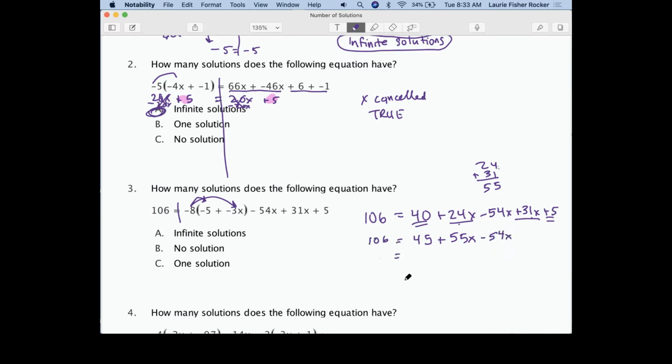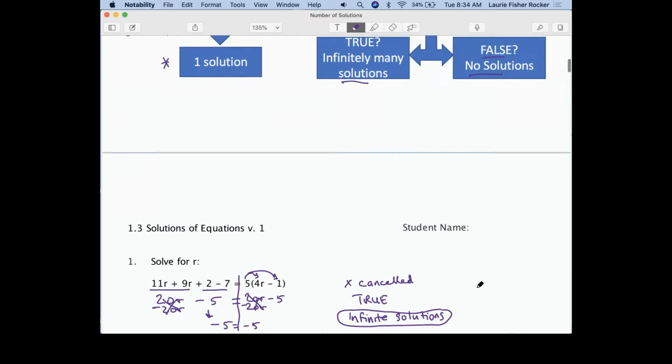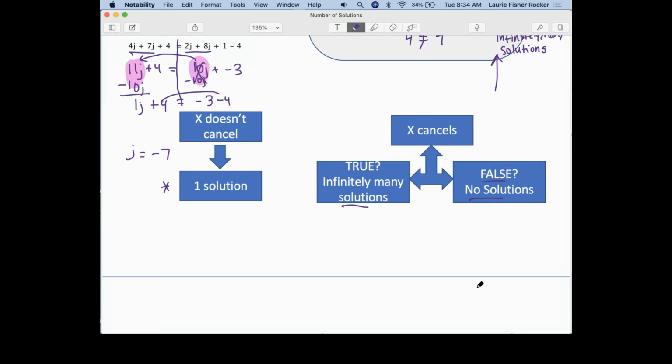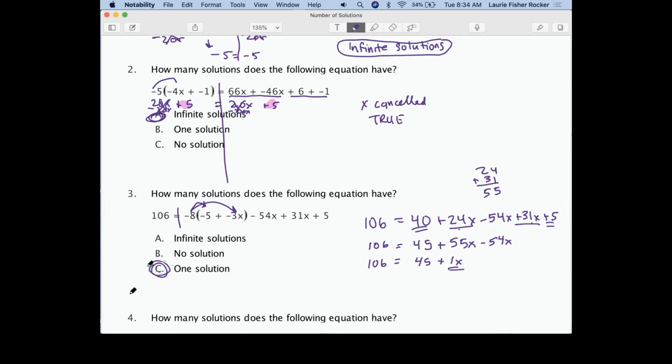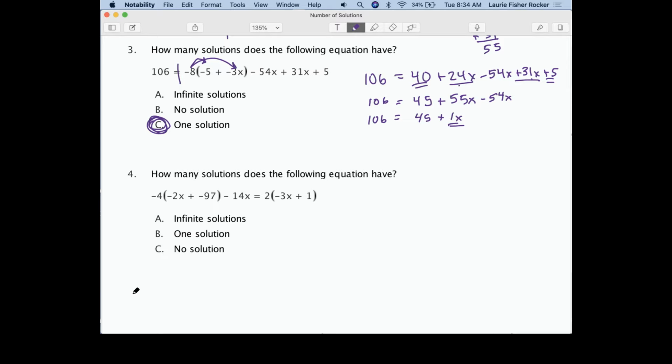I already kind of know which direction this is going. So 106 equals, the question we have to ask, do the x's cancel? And the answer is no, because there's not even x's on the other side. We just combined all the x's and it became 1x. So the x's did not cancel. So x doesn't cancel right here, one solution. Do I have to find the solution? No. I could. I only have one more step to do, but no, I'm not going to do that. All right, last one, and then we'll call it good.